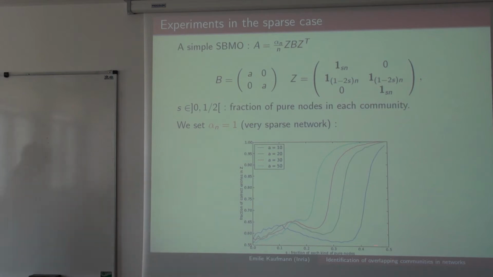And we see that when the amount of overlap, so S is not the amount of overlap, it's the fraction of pure nodes, goes below some threshold, it seems that the algorithm is not working anymore. And actually, this could be explained by looking a little bit more at the spectrum of matrix A.